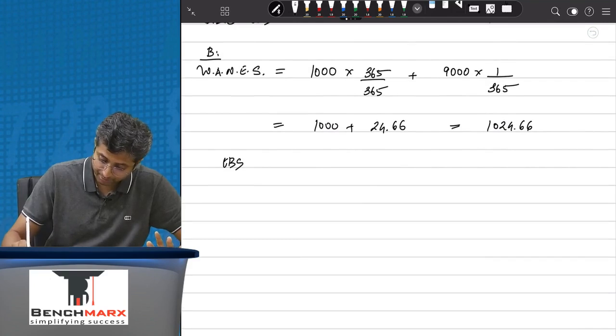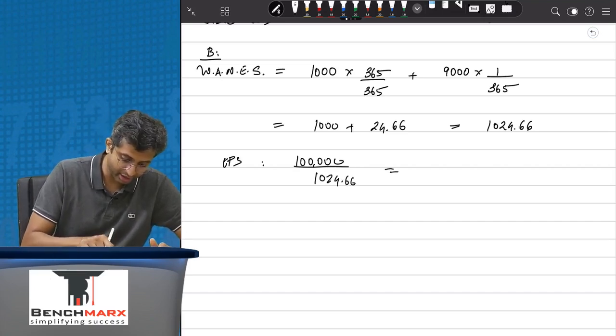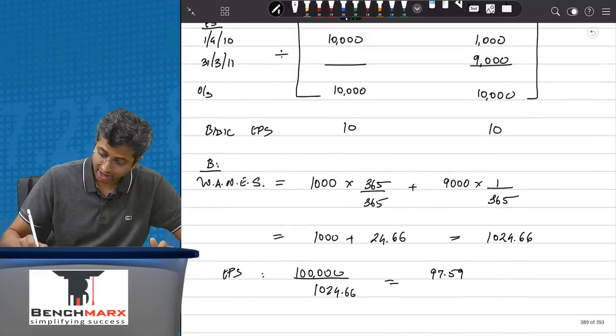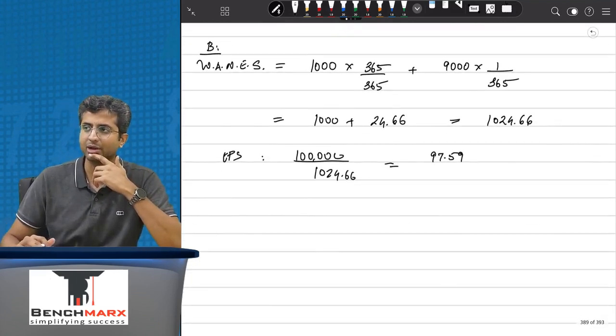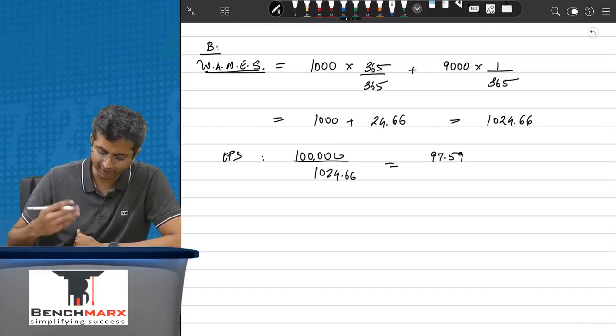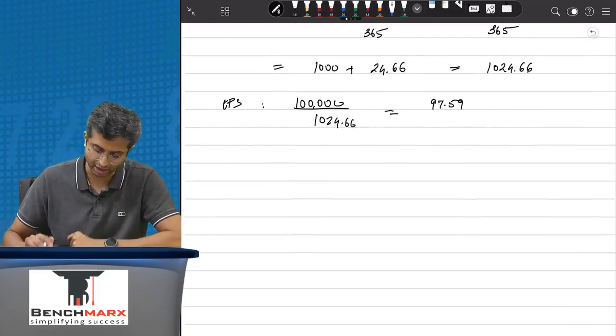Hence if I were to calculate the basic EPS for company B, it would be rupees 1 lakh divided by 1024.66, and that would be a much higher EPS, 97.59, so this should correctly reflect the fact that company B is almost a 10 times better company than company A, and not almost the same. This can be done by taking the weighted average number of equity shares. Achha, this is one way where you are taking the number of days for which each share was outstanding.